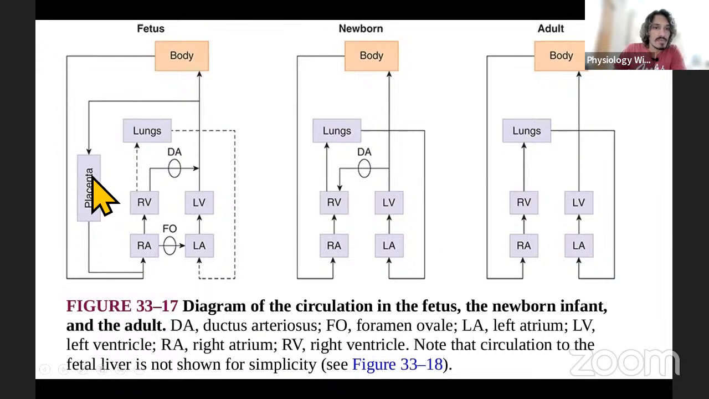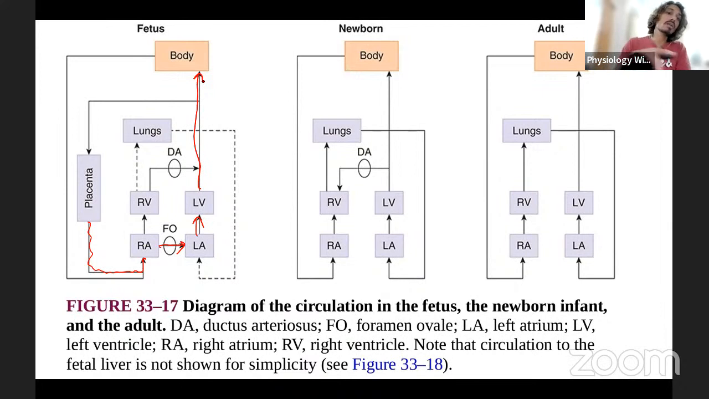Now, whatever is coming from the placenta will eventually reach the right atrium. So I'm drawing it up for you to make it easier. From the placenta, it will come all the way to the right atrium. From the right atrium, it will directly go to the left atrium, to the left ventricle, and go to the body. Which part of the body? The upper head and the neck region.